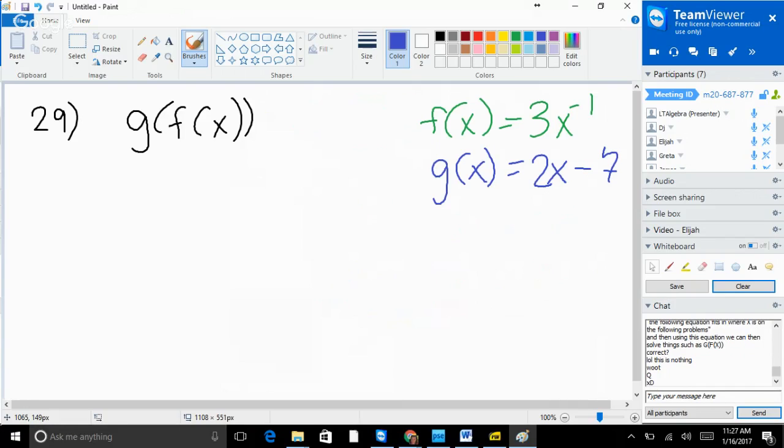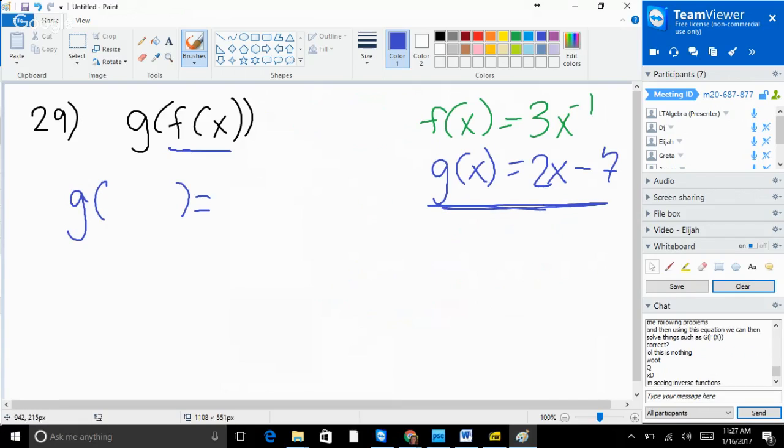What they're telling you is that they want you to find the function g of x, and they want you to evaluate x as f of x. That just sounded like a whole lot of letters in there, didn't it? So we'll start off with our g. G of, and then we're going to do f of x. So we know that g of x is 2 times x, and I'm going to leave a little blank here, minus 7.